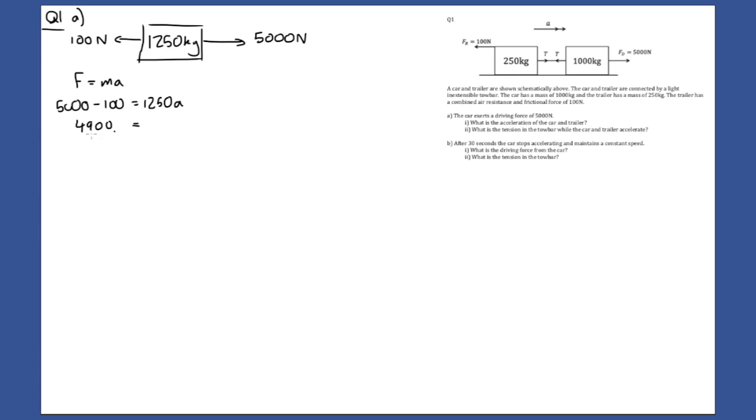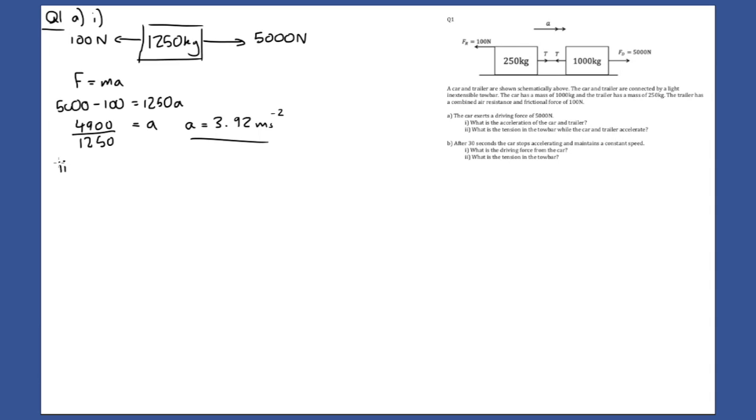If I divide this by 1,250, I get my acceleration, which is 3.92. Okay, don't forget a unit. That's your acceleration. So that's the acceleration for the whole system. So we're just going to look at one part of the system now.